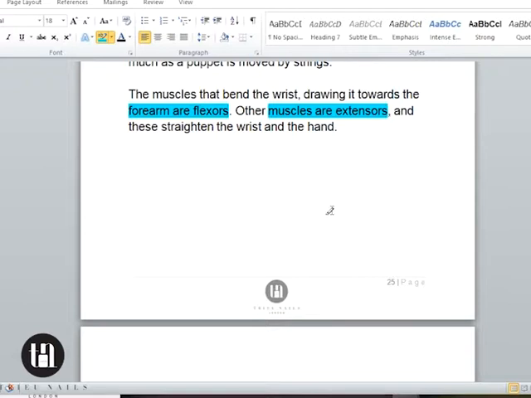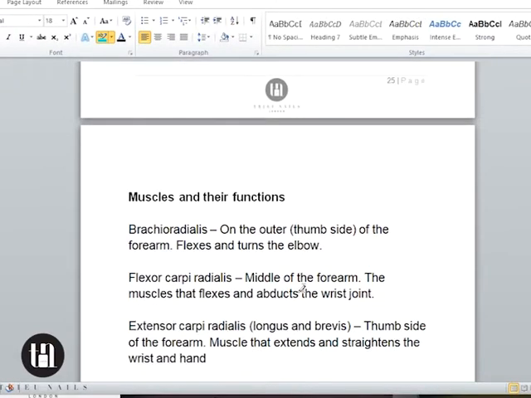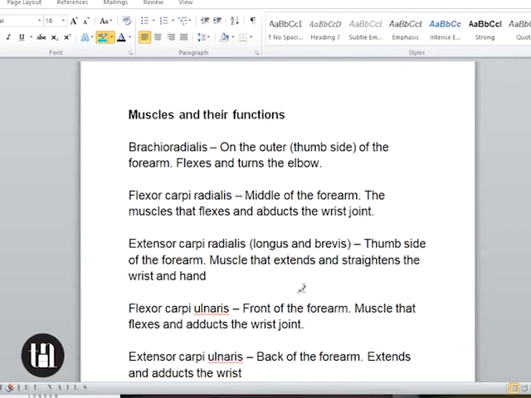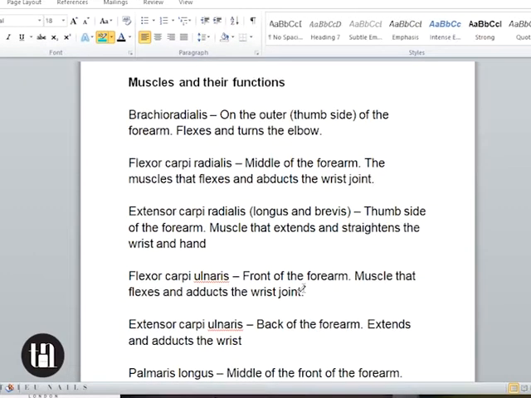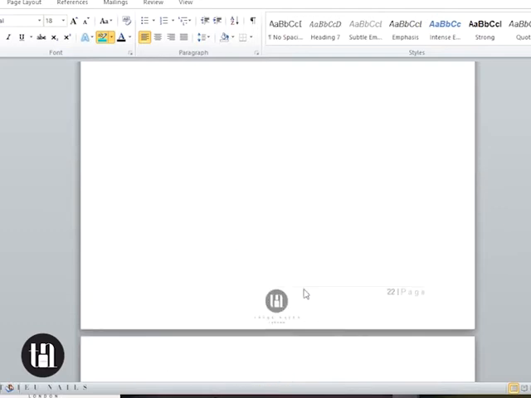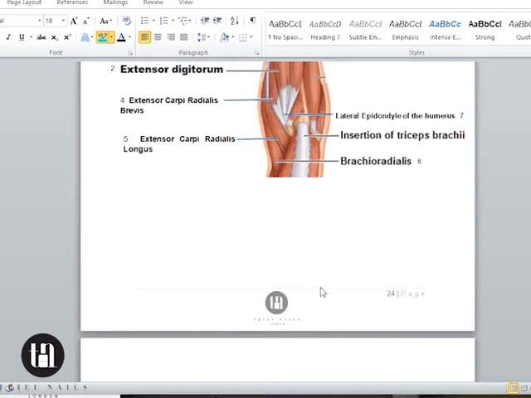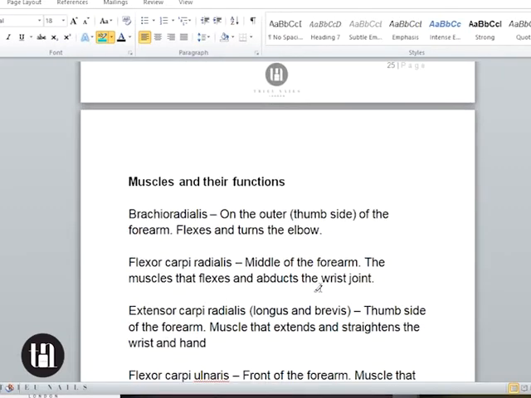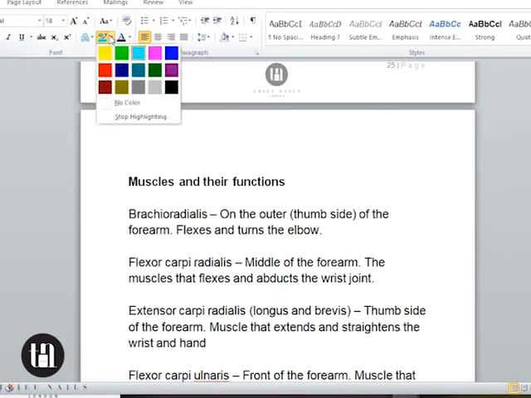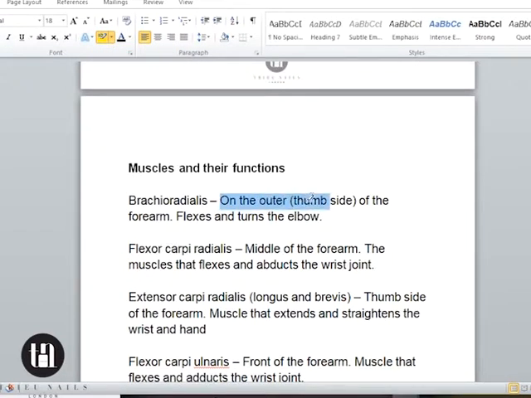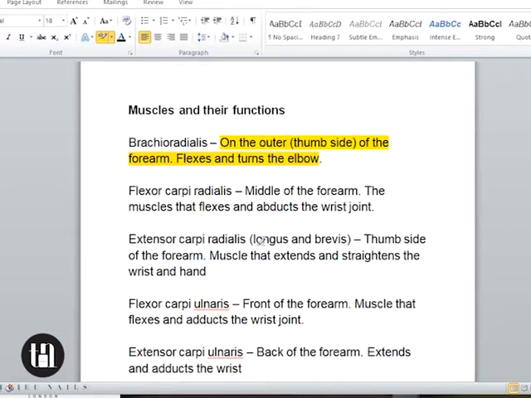So these are upper muscles within the arm. So we mentioned all the muscles earlier before here in the arm. So let's see what they actually do. So again, here's the big word brachioradialis. Let's go through. So it's on the outer thumb side of the forearm, flexes and turns the elbow. You then have the flexor carpi radialis, which is in the middle of the forearm, and it flexes and abducts the wrist joint.